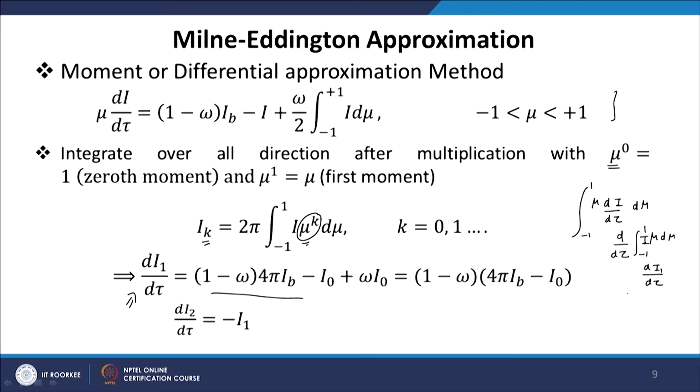Similarly, if we have just I and we integrate it with respect to mu, this becomes the 0th moment and we can simply write it as I0. So, we got this equation, let us call this equation 1. Now, what we do is we multiply by mu, that means we take the first moment, and then integrate over all the solid angles. So, the first quantity becomes dI2 by d tau and the right hand side becomes simply equal to minus I1. Let us call this equation 2. So, we have obtained 2 equations.